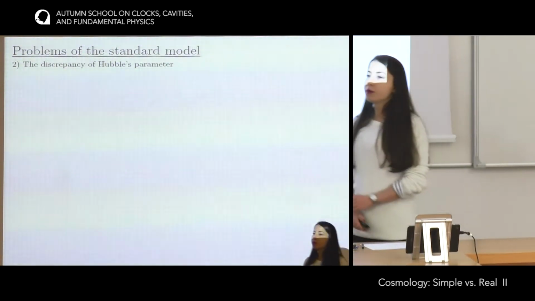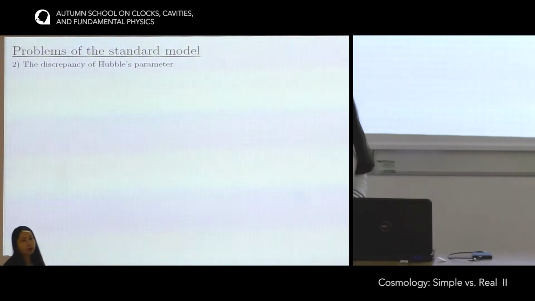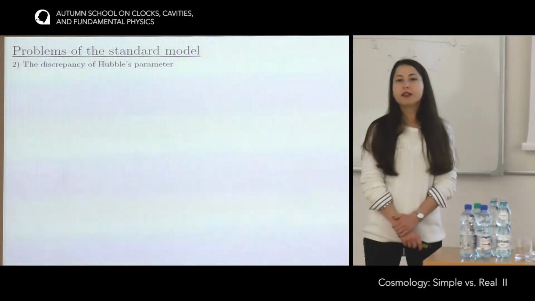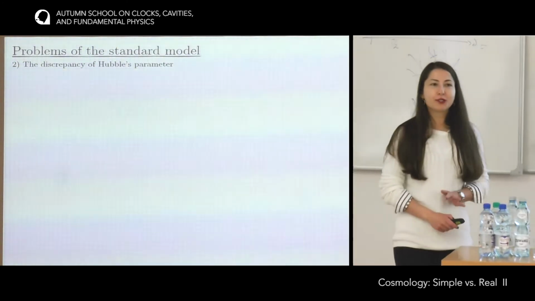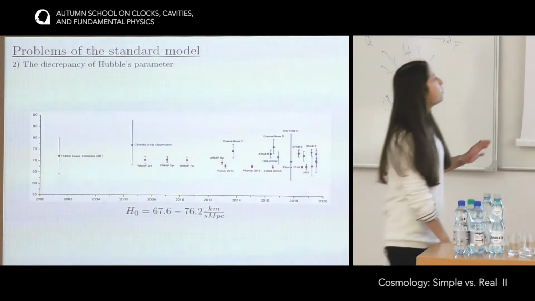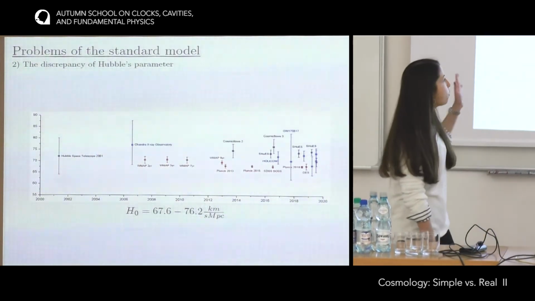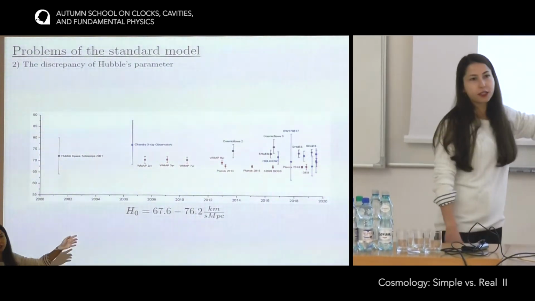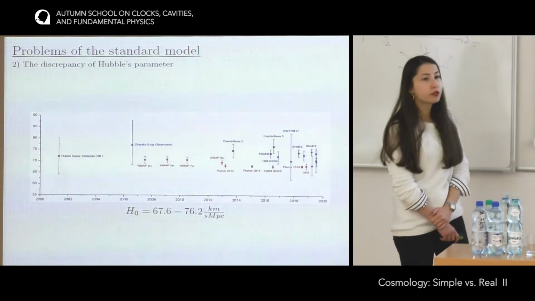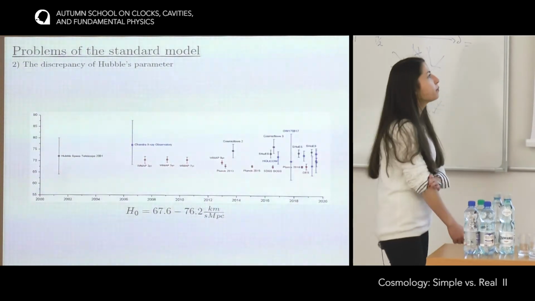So another problem, again related to the dark energy problem, is the Hubble's parameter. Remember yesterday when I was talking about the magnitude of the Hubble's parameter, I was saying about 70. I couldn't give you an exact number because of this. Those are the cosmological experiments done. The horizontal axis gives you the years they were done, and the vertical axis gives you the magnitude of the Hubble's parameter in kilometers per second per megaparsec.